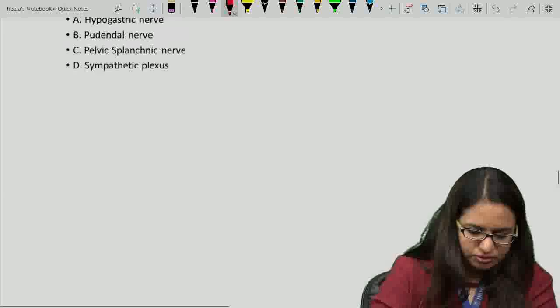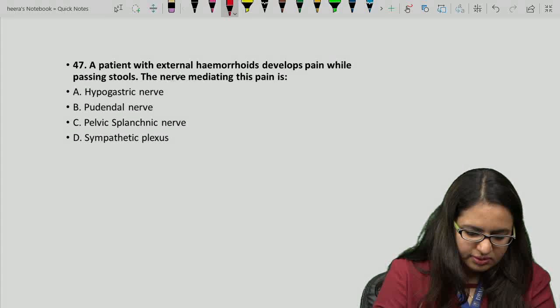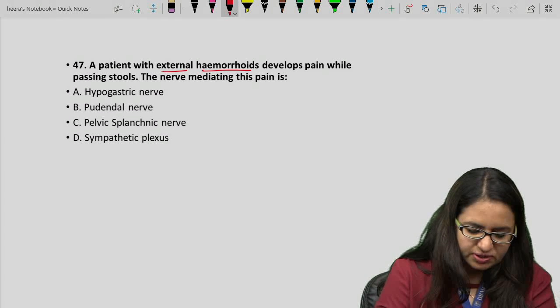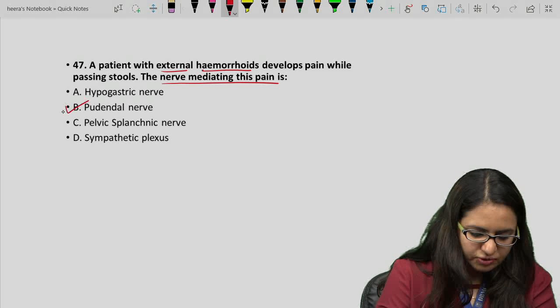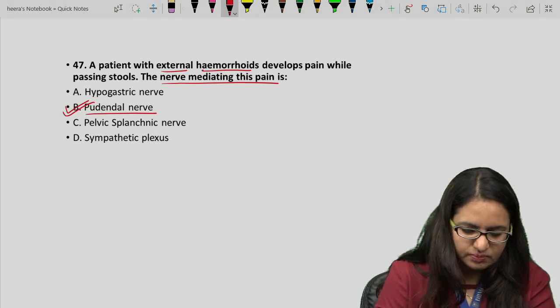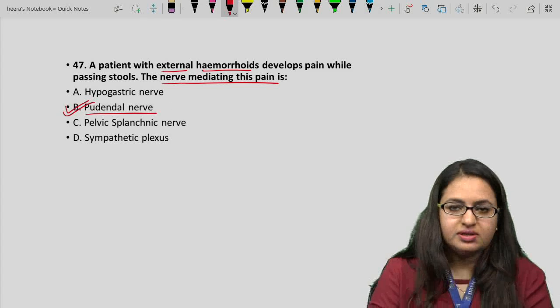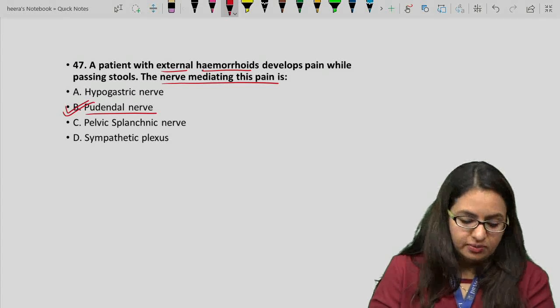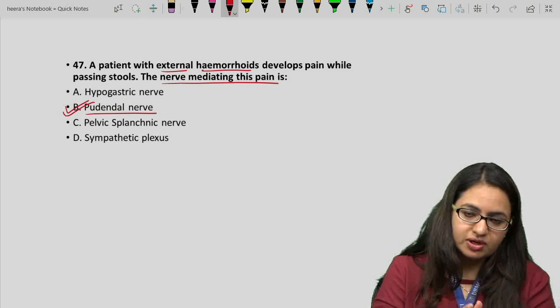So, if you come back to the question over here, the question talks about the external hemorrhoids and it asks for the nerve which mediates this pain. The answer for this question will be B, that is the pudendal nerve, because the external hemorrhoids are supplied by the inferior rectal nerve, which is in turn a branch of the pudendal nerve.